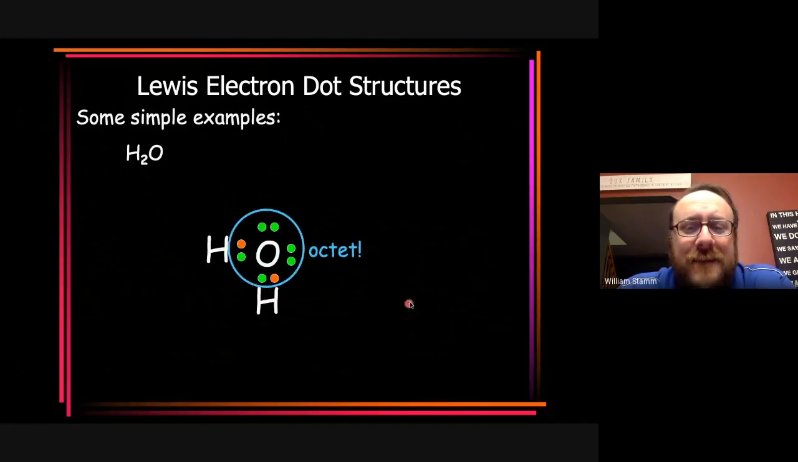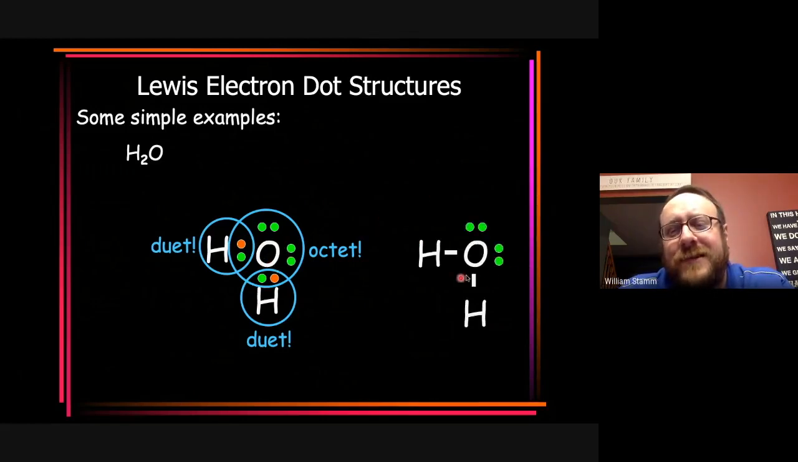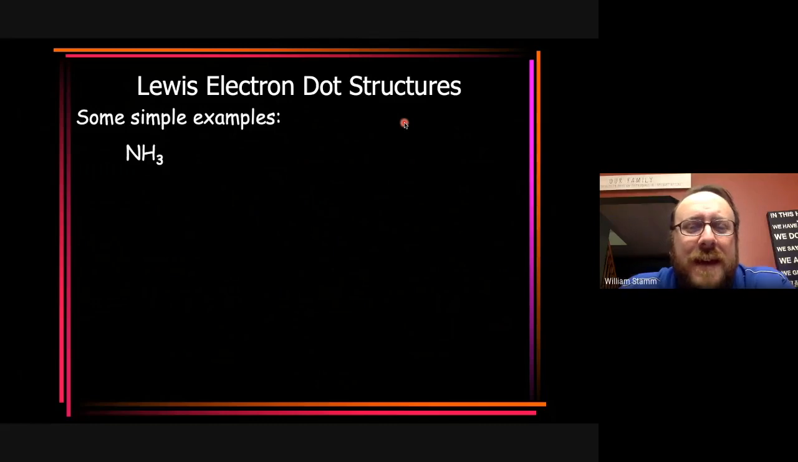There's the octet for oxygen: it has 6 green ones from its own valence electrons, and then the red ones are the ones it's sharing, so 2 single covalent bonds with those hydrogens. There's a duet for this hydrogen and a duet for this hydrogen too. So the hydrogens are good to go. They're stable, and so is the oxygen. So there's your Lewis dot structure. I like drawing the lines here instead to represent the two shared pairs of electrons. That is what your Lewis dot structure would look like for the molecule we know as water, H2O.